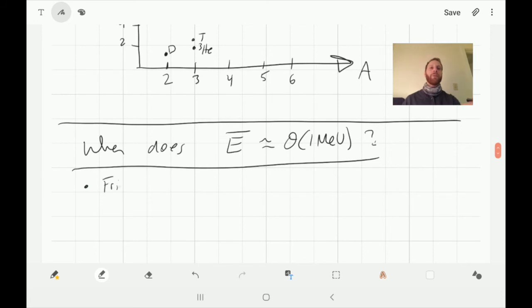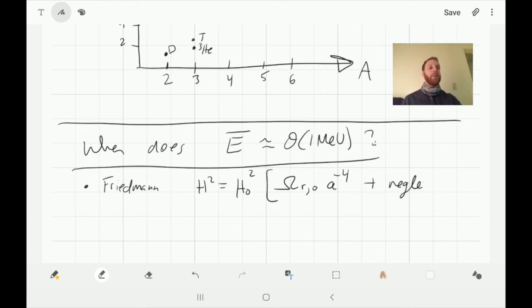First of all, let's use the Friedmann equation at these early times when the universe was radiation dominated. In other words, the Hubble parameter squared is equal to whatever the Hubble parameter is today squared, and then there's all these terms that depend on the amount of matter, radiation, etc. But it's radiation dominated, so we should put the radiation density parameter today times a to the minus 4, and then plus things that we're going to neglect, or negligible is what I want to say here. You certainly get to neglect the cosmological constant at these times.